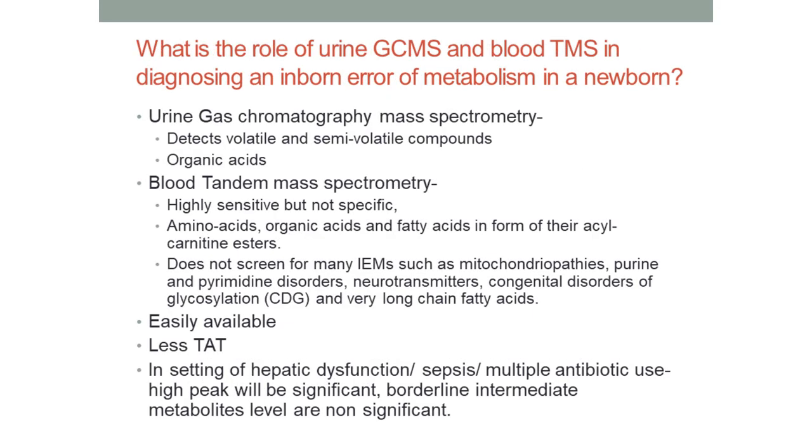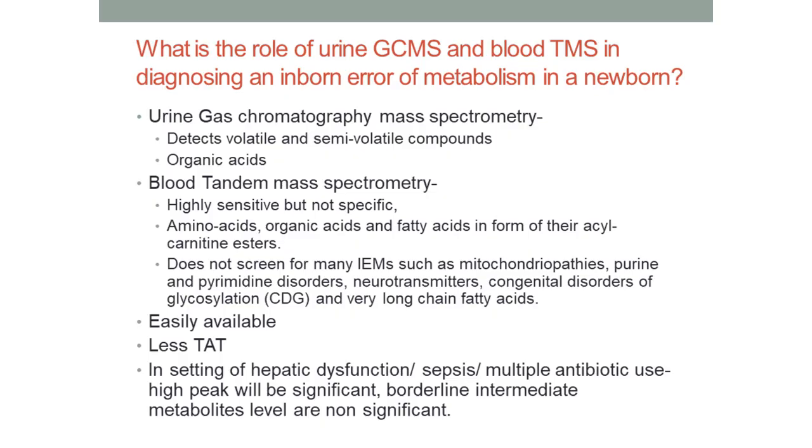So what is the role of urine GCMS and blood TMS in diagnosing an inborn error of metabolism in a newborn? Urine GCMS detects volatile and semi-volatile compounds, mainly organic acids. Blood TMS is highly sensitive but not specific. Amino acidogram, organic acids and fatty acids in the form of their acylcarnitine esters can be tested in this. It does not screen for IEMs such as mitochondriopathies, purine and pyrimidine disorders, neurotransmitter disorders, congenital disorders of glycosylation, and very long chain fatty acids.